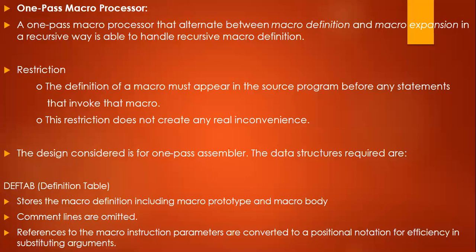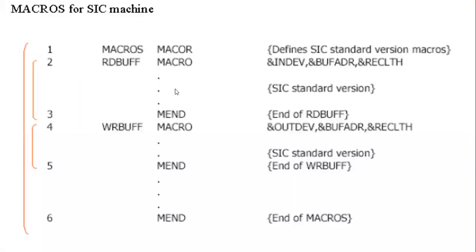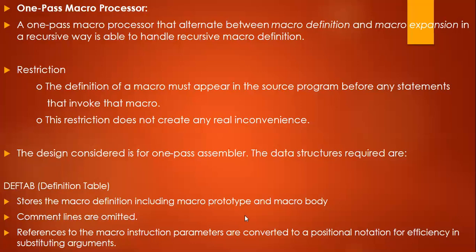The data structures required: first, the definition table. What is this definition table? It stores the macro definition, including the macro prototype and macro body. Here, whatever macro definition we have, the complete body part, beginning at the macro and ending at the amend example, we call this portion the macro body. The beginning and the end are both managed over here. Then comment lines are omitted. References to the macro instruction parameters are converted to a positional notation for efficiency in substituting arguments.